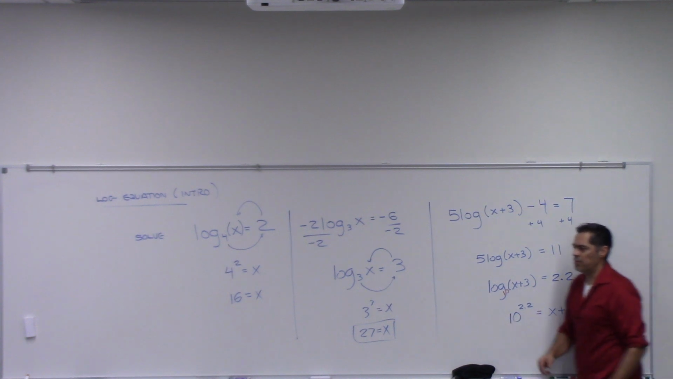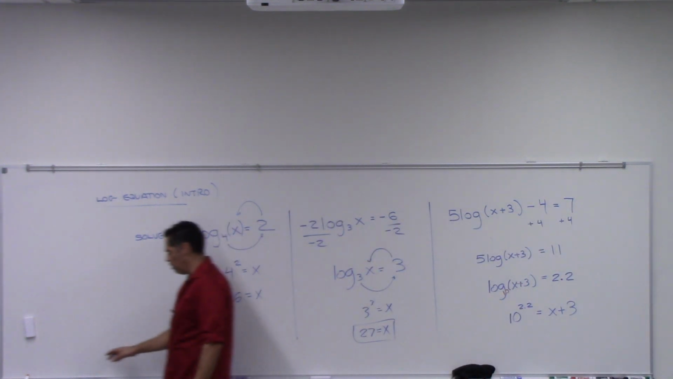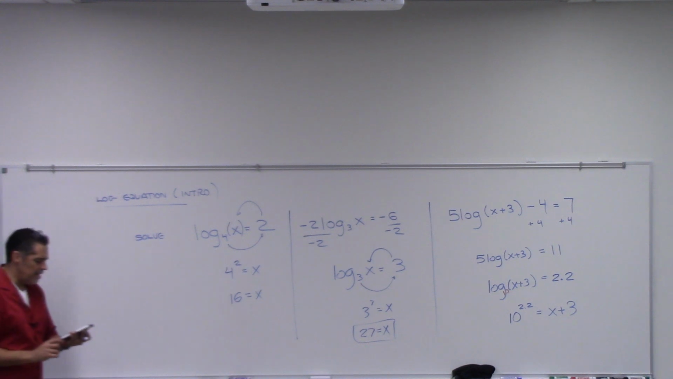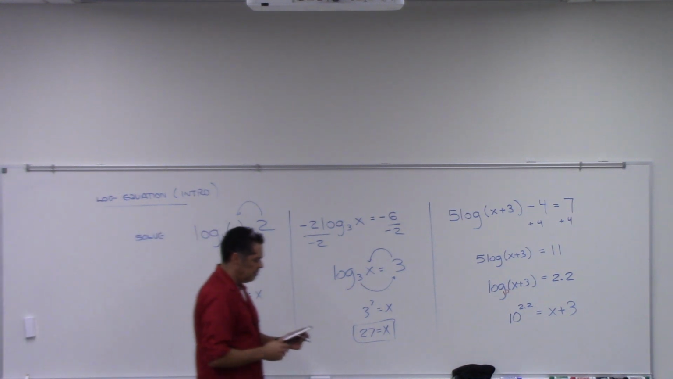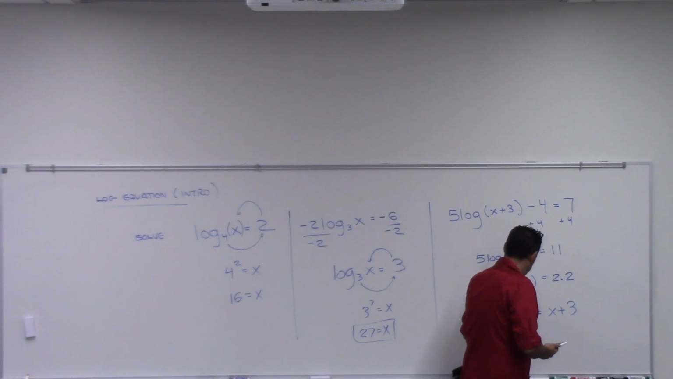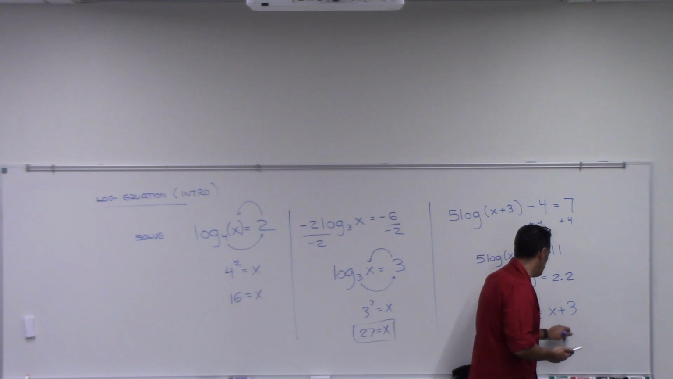10 to the 2.2, I'm going to need my calculator for, right? I'm going to take 10 and raise it to the 2.2. I'm trusting you know how to do that on your calculator and get 158.49 or so. 158.49. Is that our final answer? No, because we haven't solved for x, have we?